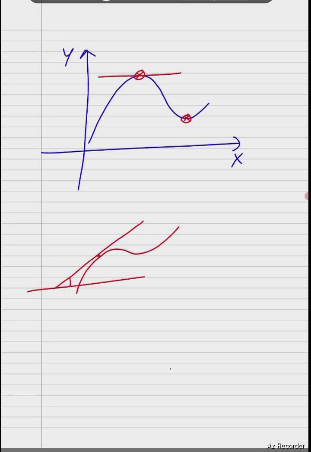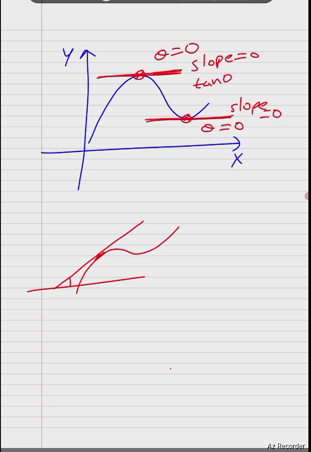Okay, this tangent will give you the slope at this point, no? So here if I draw the tangent, and here if I draw the tangent, these two tangents are parallel to the x-axis. So theta equals 0 here, and here also theta equals 0. So what is the slope here? Slope equals 0. Here also the slope is equal to 0, isn't it? What is slope? Tan theta, no? Theta 0 means tan theta is 0. Here also tan theta is 0. So at both these points, tan theta is 0. That means the slope is 0.